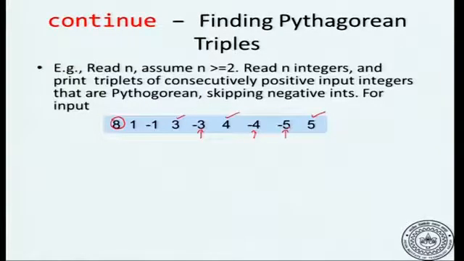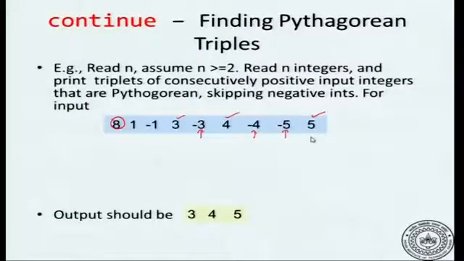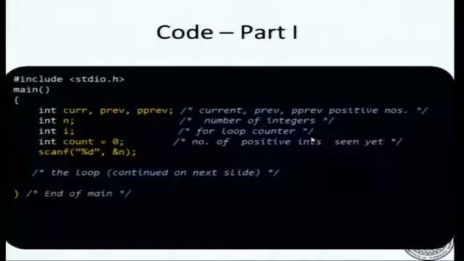It just means that if you ignore the negative numbers in between, then they are together. So we have to identify all such Pythagorean triples. So in this case, the Pythagorean triple in the input sequence is 3, 4 and 5. So let's try to code it up. I hope you see how it can be done.